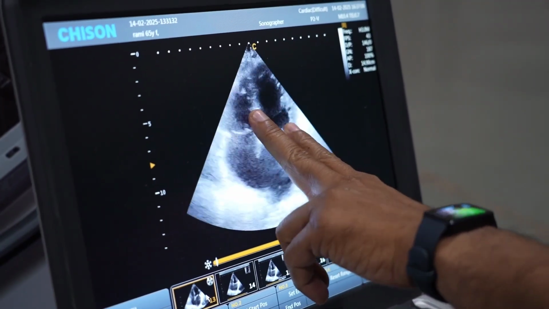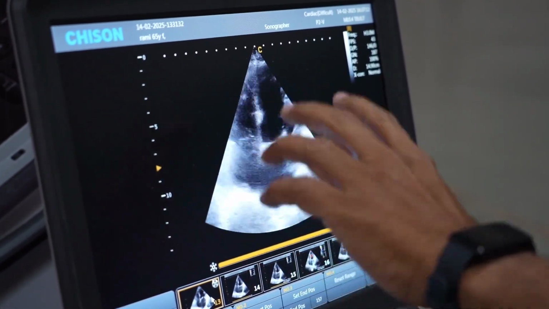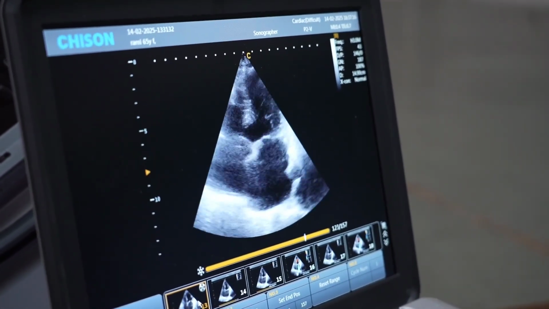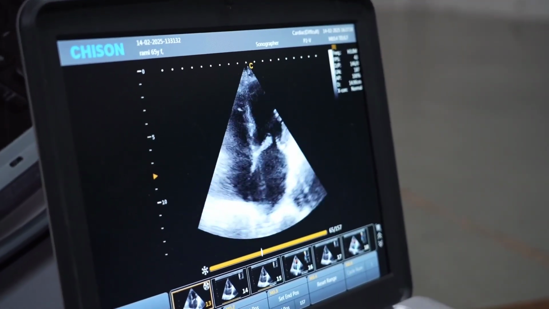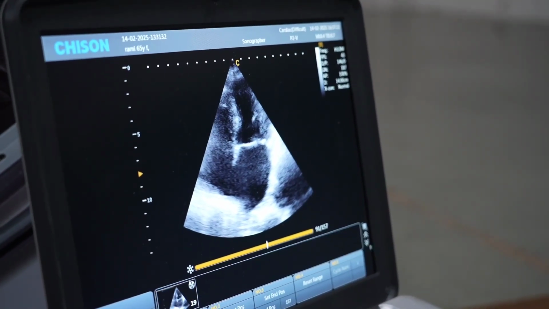Also, if you pay attention to the left ventricle, it appears markedly dilated in this case because the left ventricle has to accommodate the extra amount of blood with each heartbeat because it is a case of mitral regurgitation.